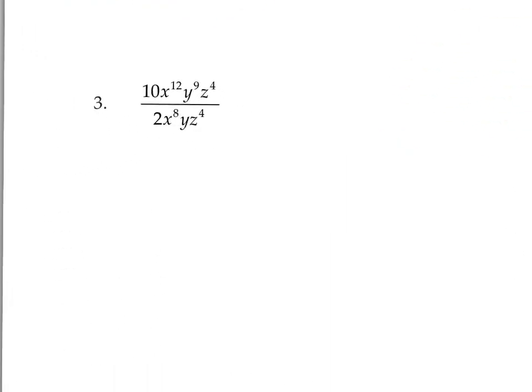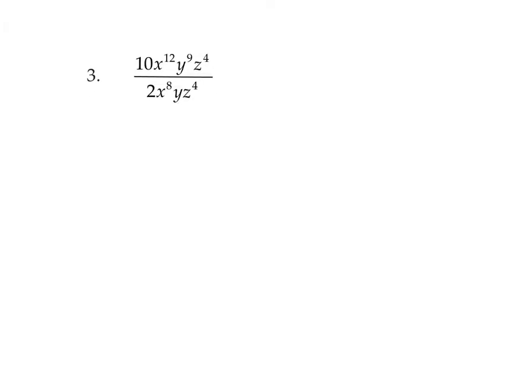On number 3, all right, there's lots of different bases in here. We're going to start with the coefficients, the 10 and the 2. And this is not subtract, this is divide. This is 10 divided by 2, which makes 5. So we're going to start there. And then we're going to look at the x's. We have a base of x. If we subtract the exponents, it will be 12 minus 8, which makes 4.